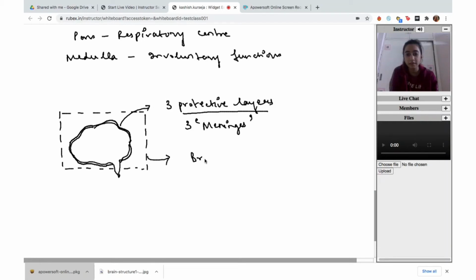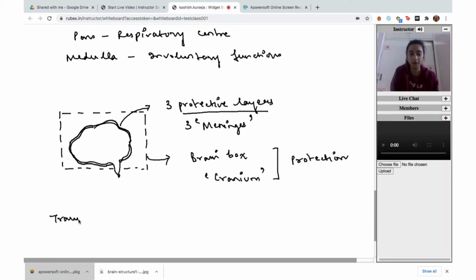This is in layman language known as the brain box, scientifically known as the cranium. So cranium is the brain box, again known to offer protection to the brain. कि आपकी brain इसके through ही थोड़ा protected रहेगी. It's going to protect your brain against any kind of trauma, any major injury, any accidents.